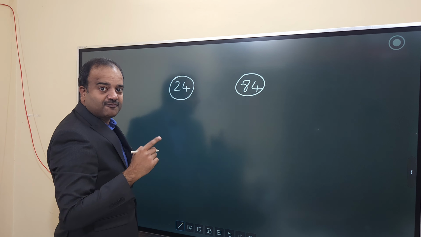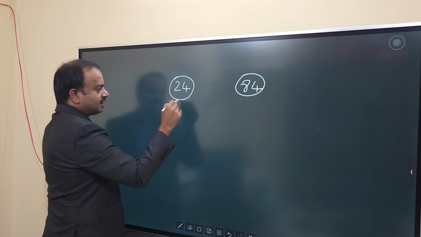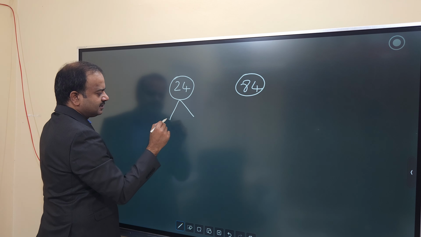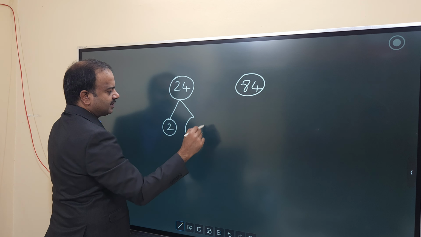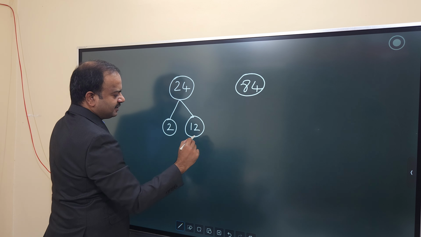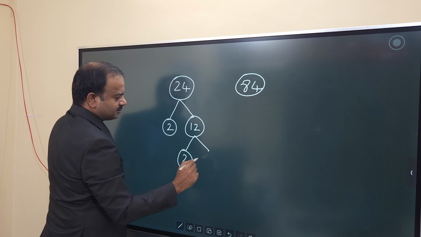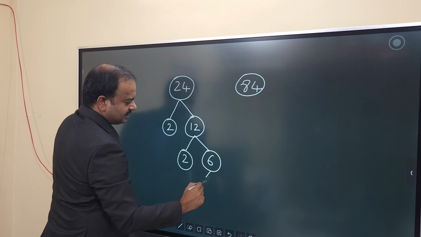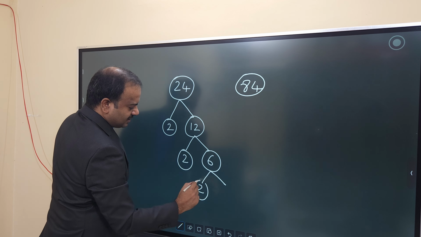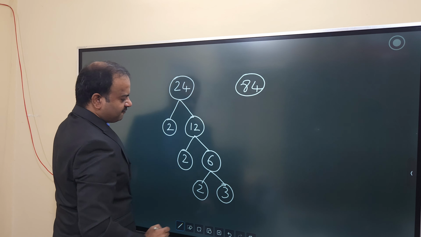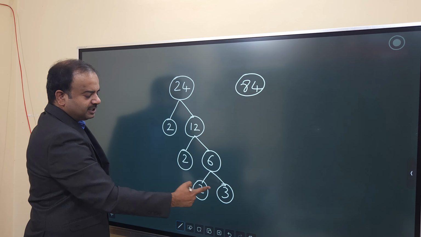So let's do this. First we'll do prime factors. The prime factors of 24: again, let's do it with 2, and here it's 12. Already we did it, 2 once again. 2 sixes are 12. Again divide with 2. 2 threes are 6. Now we got the factor tree, and 24 is 2 cube into 3 power 1.